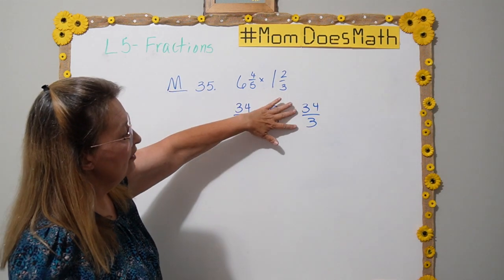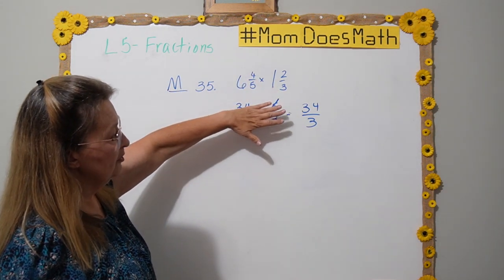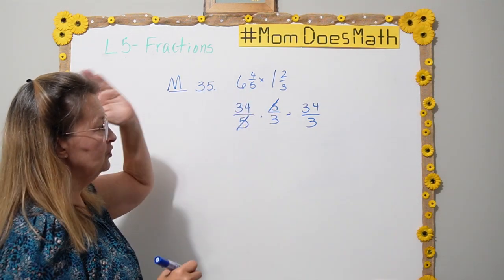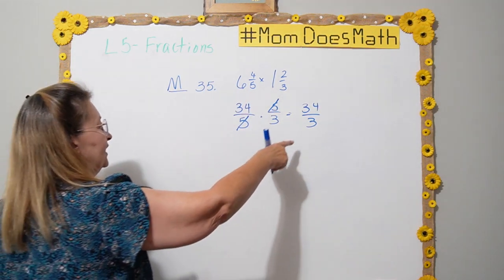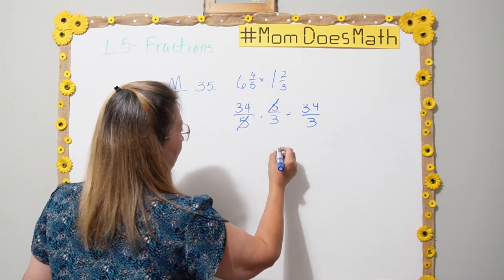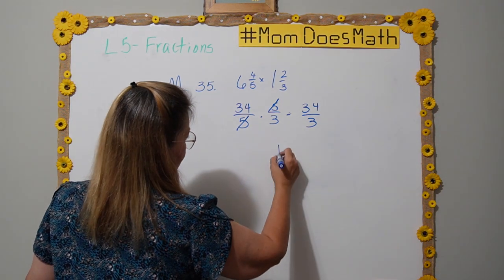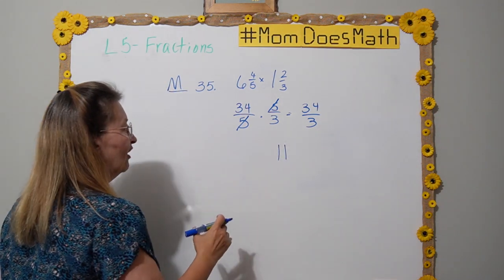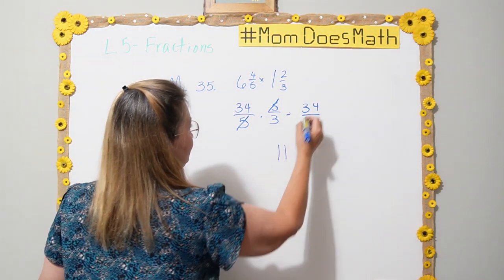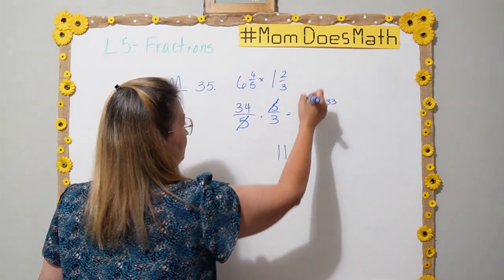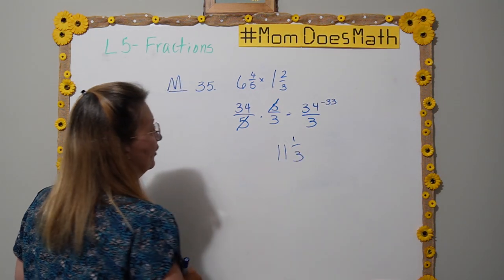Now, this is lowest terms, but it is improper, so if you want to change it to a mixed number, how many times will 3 go into 34? Well, it'll go 11 times. All right, once I take out 11 of those 3's, that's 33. So I'm going to subtract that, and I'll have 1/3 left.